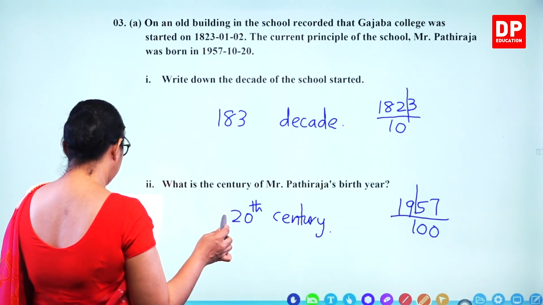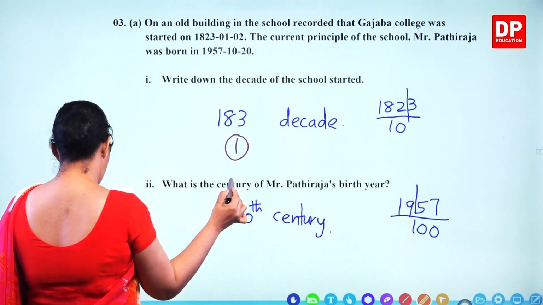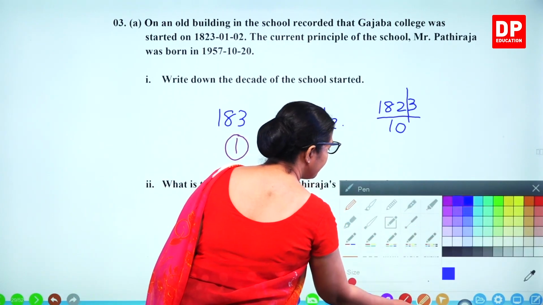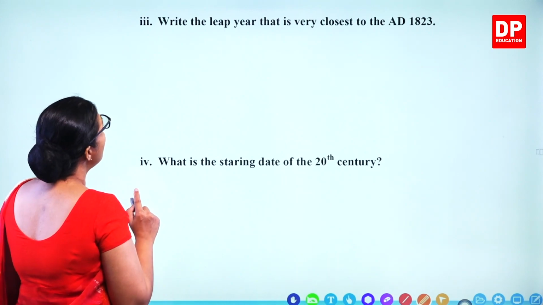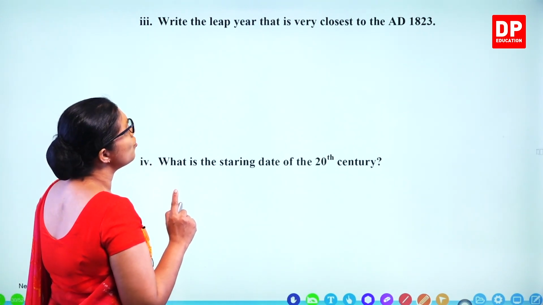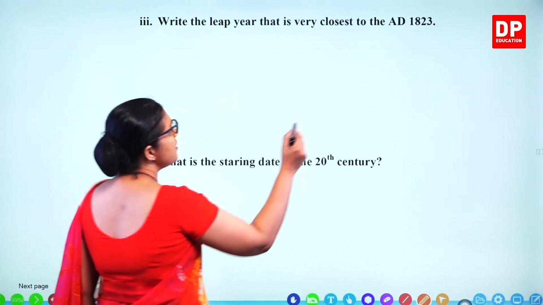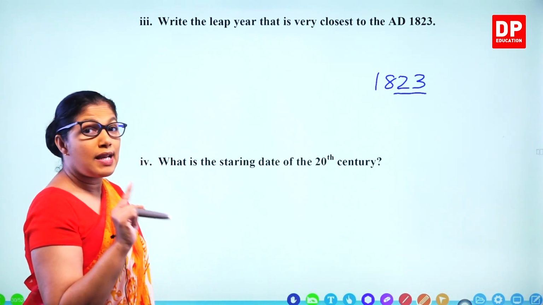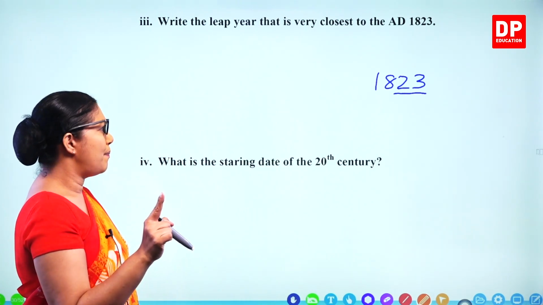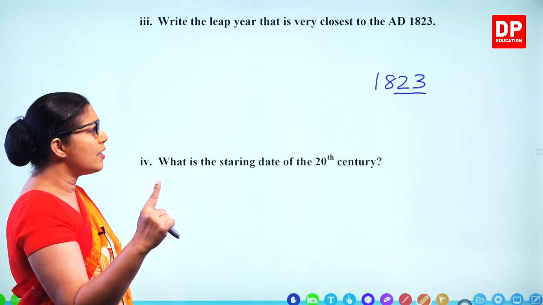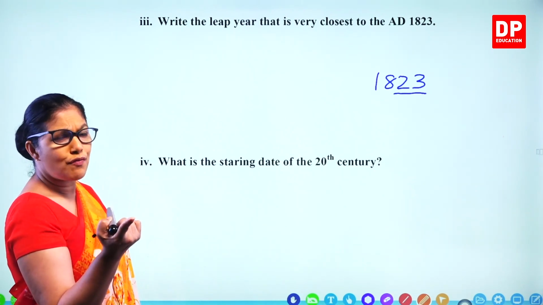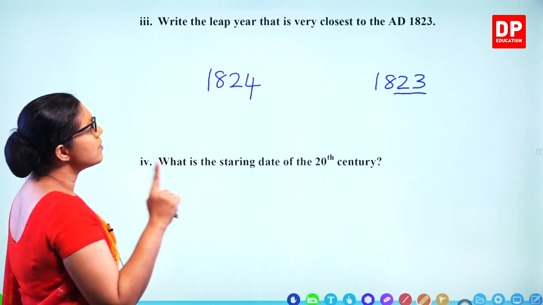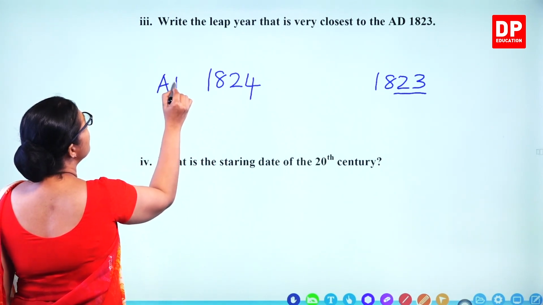How many marks? 1 mark for decade, and 20th century, 2 marks. Write the leap year that is very closest to AD 1823. Now we have to look at the last 2 digits. If the last 2 digits are divisible by 4, that's a leap year. So 23, what's the next number that is a multiple of 4? 24. So 1824 is the closest leap year AD.